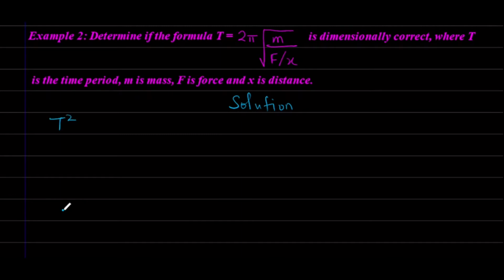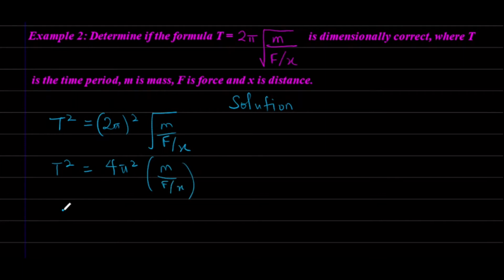That gives us T square is equals to 2 pi all square root of m over f over x. In this way, we are going to be having T square equals to 4 pi square. We are left with m over f over x, because 2 pi all square simply means 2 pi times 2 pi, and 2 times 2 will give us 4. Pi times pi will give us pi square.